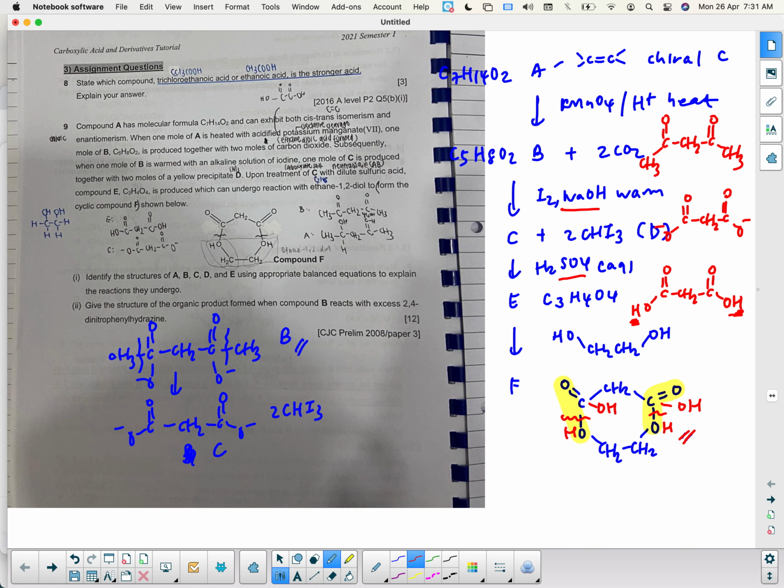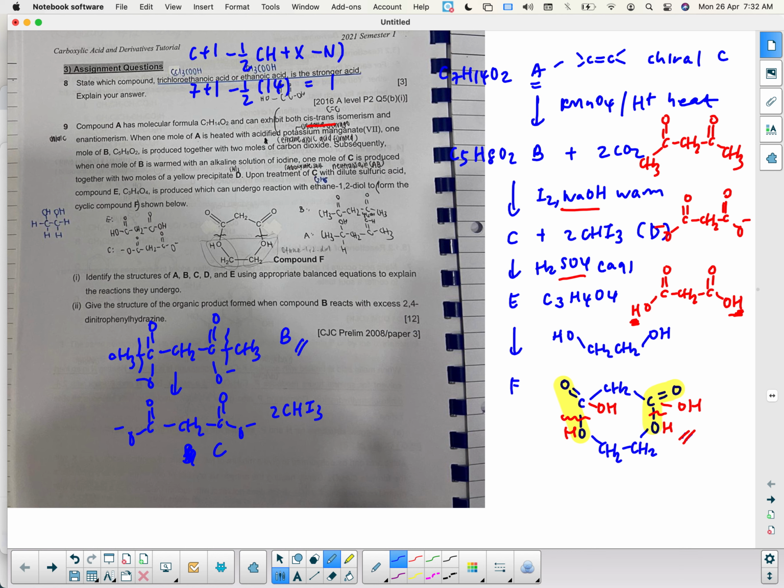Now this part is a bit tricky. They say A has a double bond, because they mentioned cis-trans, and it also has a chiral center. But I want to see how many double bonds there are. So this is how I go about doing it. I taught you a formula called degree of unsaturation: C plus 1 minus half of H plus halogen minus nitrogen. So this can tell me how many double bonds there are. So 7 plus 1 minus half, I'm doing for A, 14. So this gives you 1.